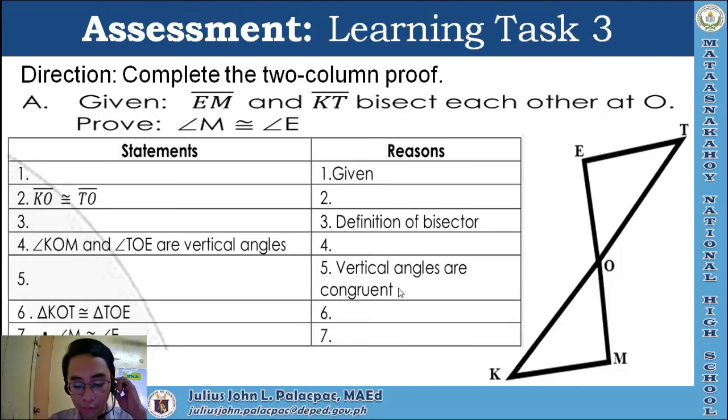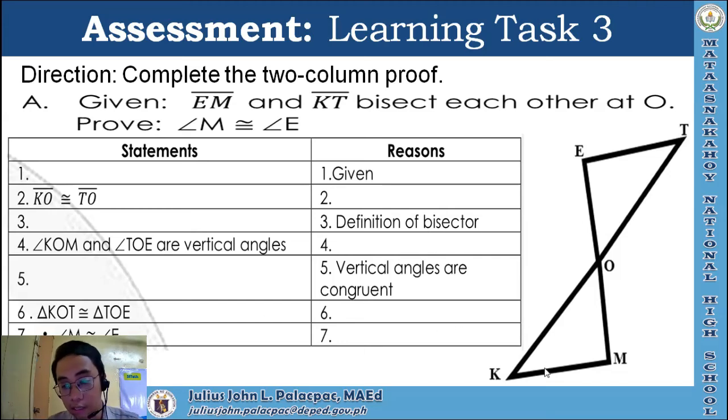Learning task 3 for our assessment. Given: line segment EM and line segment KT bisect each other at O. Ibig sabihin, yun ang ilalagay natin sa given. EM and KT bisect each other at O. Given. KO and TO, so isa siyang line segment na hati sa dalawa. So definition of bisector, equal sila. Pag nahati sa dalawa. And then we can also say EO tsaka MO is congruent to each other. So EO is congruent to MO, again definition of bisector.